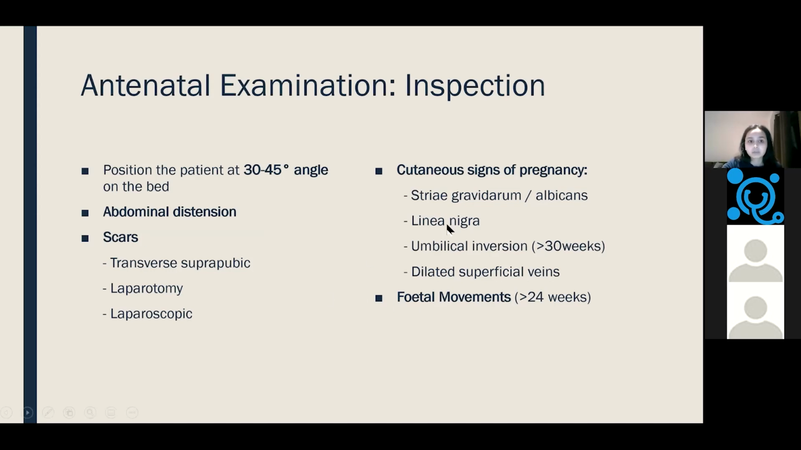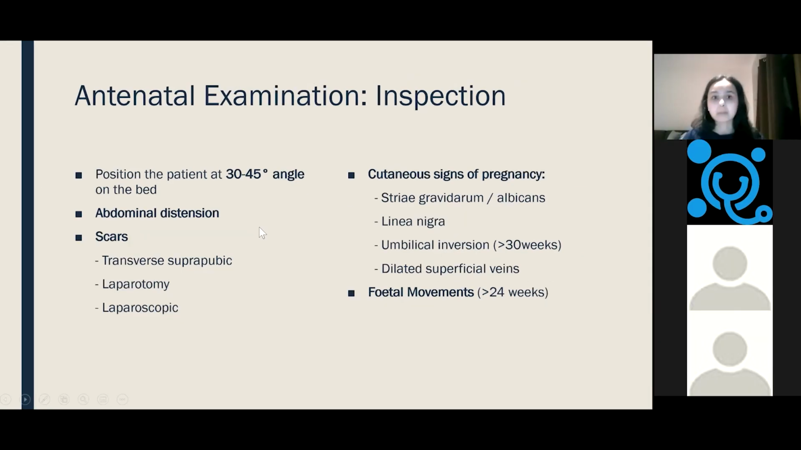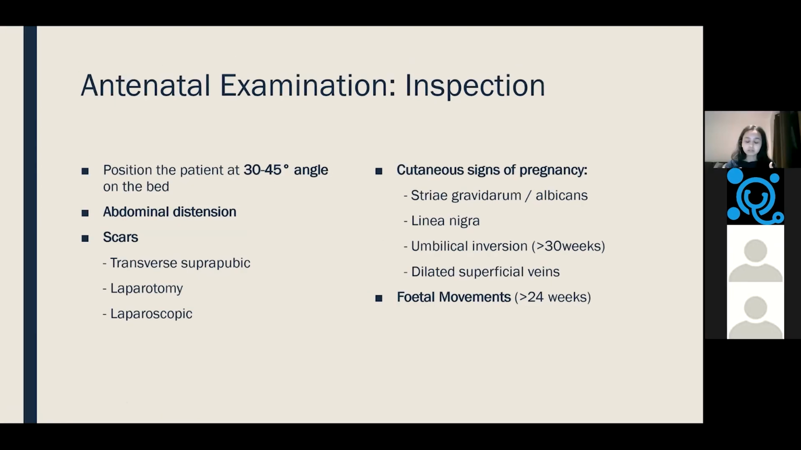But you again start from inspection, and you position patients generally at 30 to 45 degrees on the bed, because it's difficult for them to lie flat on the bed. And you look for any signs of abnormal abdominal distension, which could be some obstruction or ascites, or they could tell you they feel more bloated or something abnormal themselves. Then look for obvious scars, so previous C-section, which is transverse suprapubic, then any laparotomies, laparoscopic scars and things like that. And some normal signs in pregnancy, which are basically stretch marks.